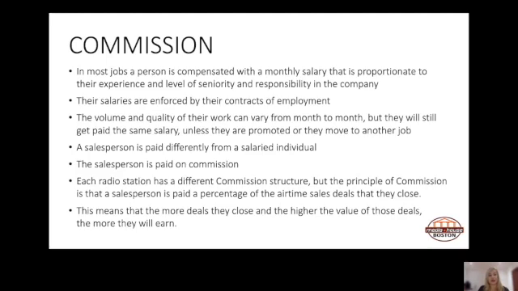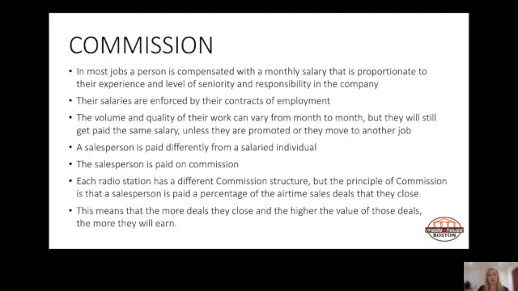How much money they will get paid at the end of the month. Their salaries are enforced by a contract of employment, okay? So before you even start, you know how much you're going to make on a monthly basis. The volume and the quality of their work can vary from month to month, okay? But they will still get paid the same salary unless they are promoted or unless they're moved into another role.